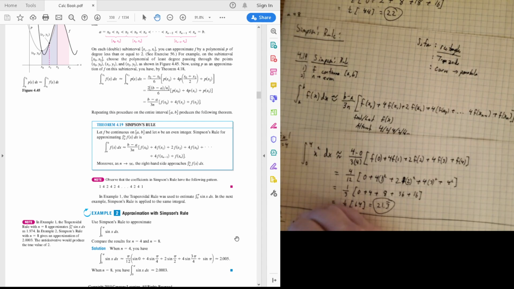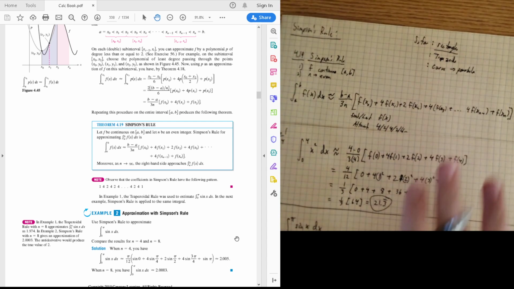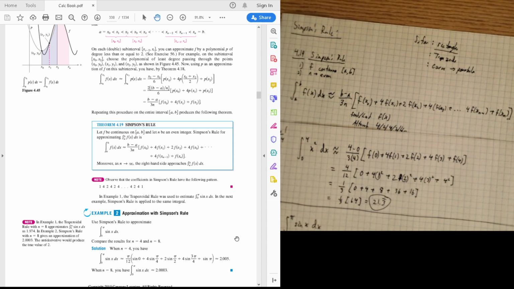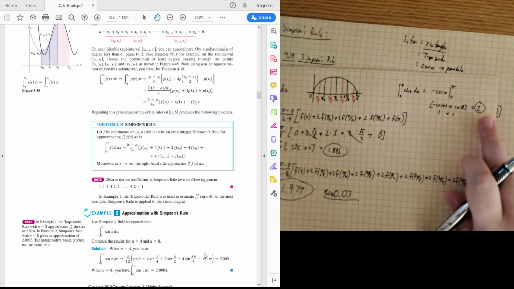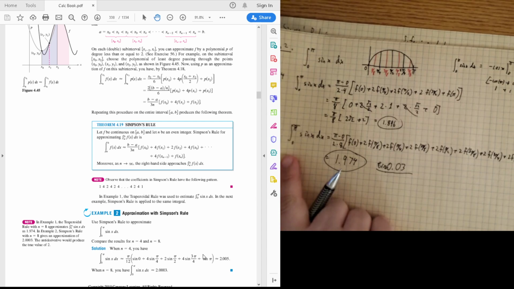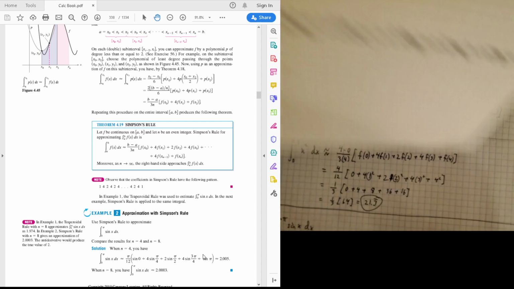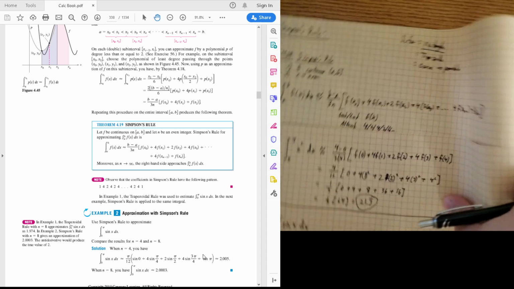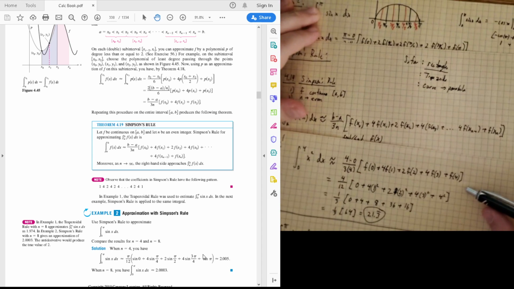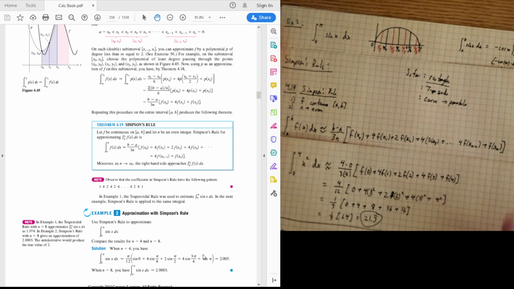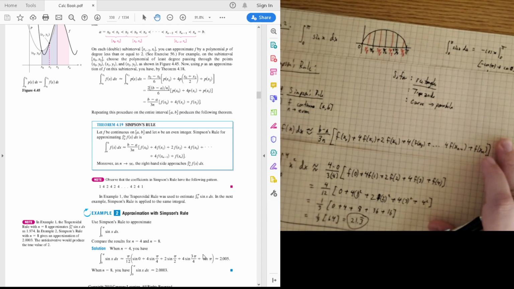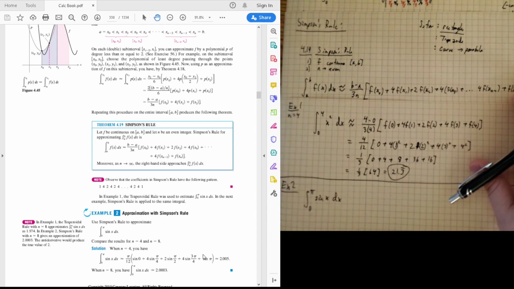So for example 2, we had the integral from 0 to pi of sine of x dx. And for that example, remember, our expected answer was a value of 2. And we got close with n equals 8, of 1.974. That was pretty dang close. But now let's see how close we can get using Simpson's rule. Same basic setup, but this time we're going to be using Simpson's rule instead of the other rule. So let's set it up and let's start solving.